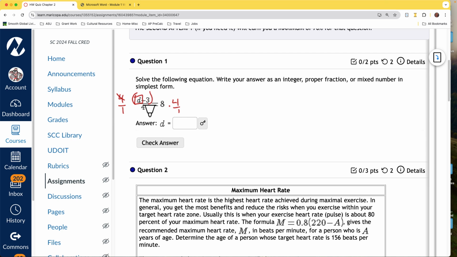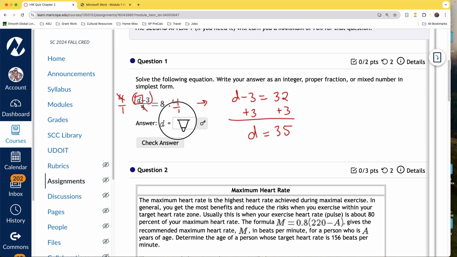Okay, so 4 divided by 4 is going to give us 1. So then we have d minus 3. 8 times 4 is 32. Okay, so that's our first step. When you see a fraction, don't just remember that's indicating division. Sometimes we have to play with these. And then what do we do next? Plus 3. Do the opposite. Do it to both sides. D equals 35.